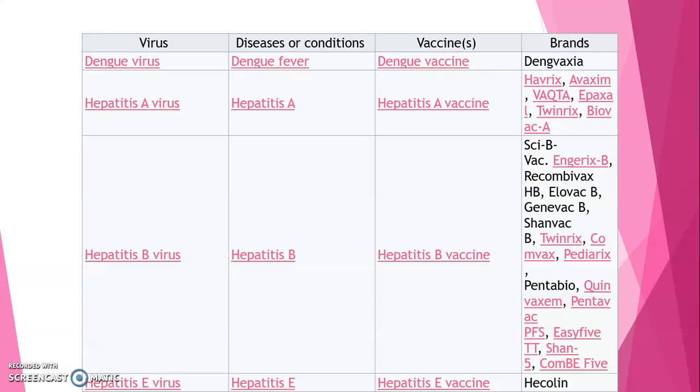Then these are some names of the viruses, and these are some disease conditions, and these are some names of vaccines. These are brands. Suppose dengue virus. These are dengue fever and dengue vaccine, and these are some brands. So dengue vaccine is applied in dengue fever. Okay, and these are hepatitis B and hepatitis B vaccines, then hepatitis E virus and hepatitis E vaccines. There are so many vaccines in the world.